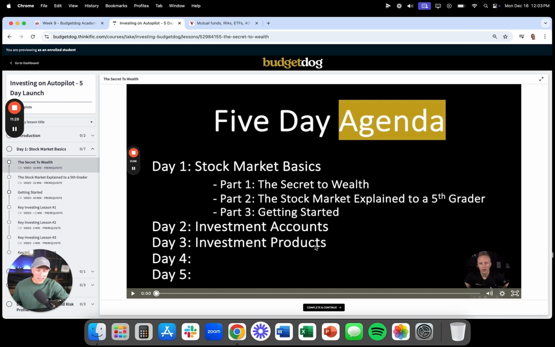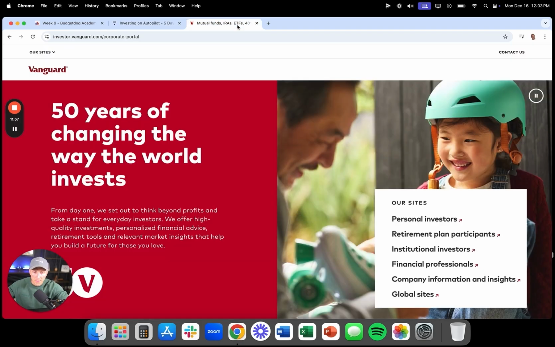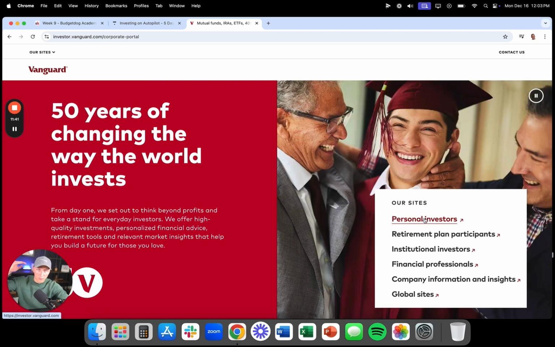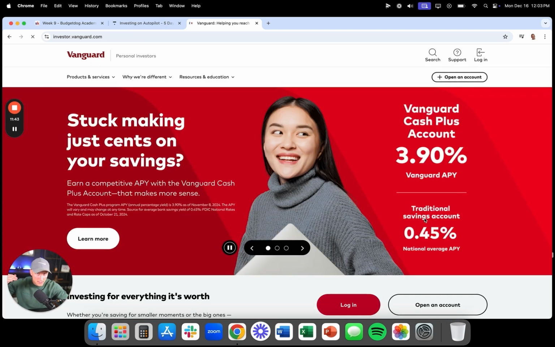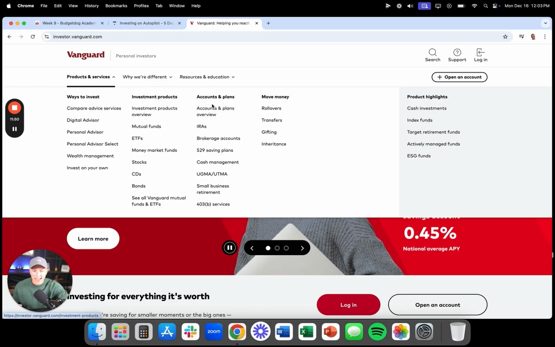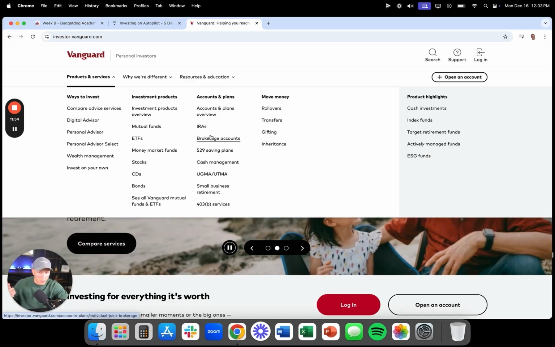Now, day 3 is investment products and portfolio allocation. Now, I'm going to break this into 2 segments, right? The investment products is the most important thing. So understanding, on like a Vanguard website, and you can go to any broker you're working with, you have your broker, then you have your accounts, then you have your investment products. So my broker in this example I'm using is Vanguard. My investment accounts is what we just talked about, which are these guys right here, accounts and plans, IRAs, brokerage accounts. We just talked about these.